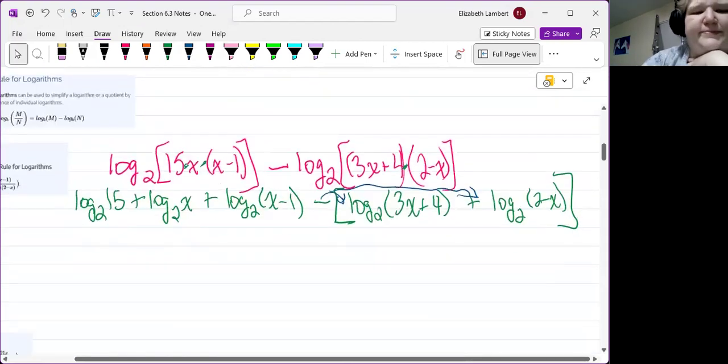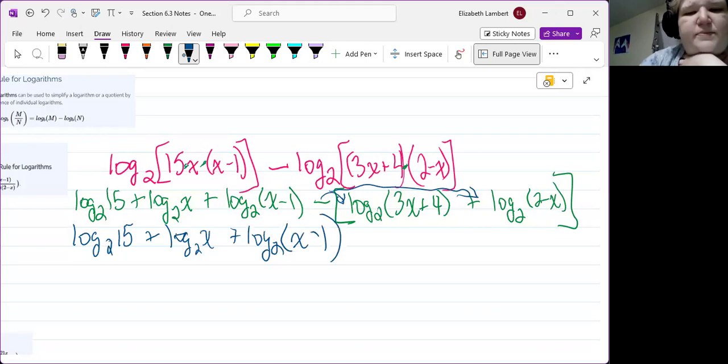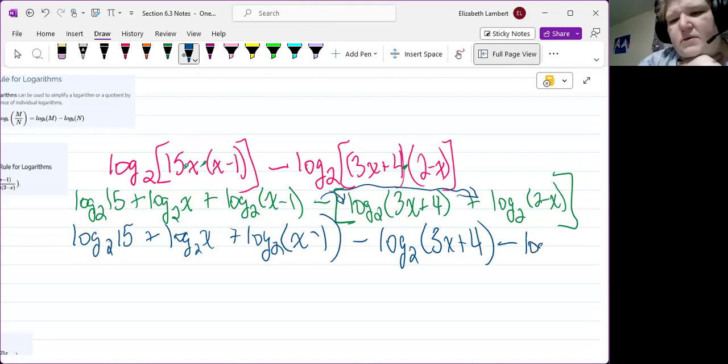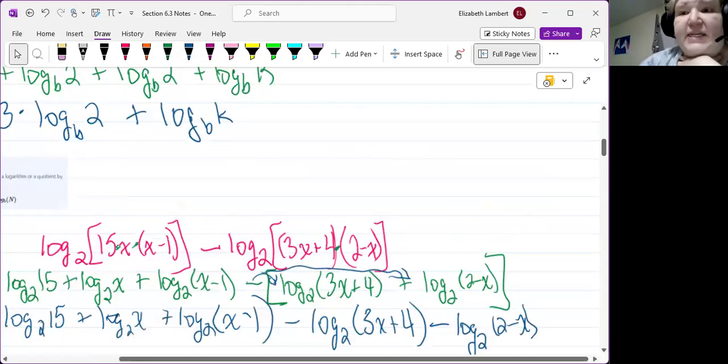So our next line, as long and tedious as this is, log base 2 of 15 plus log base 2 of x plus log base 2 of x minus 1 minus log base 2 of 3x plus 4 minus log base 2 of 2 minus x. There is our ridiculous answer.